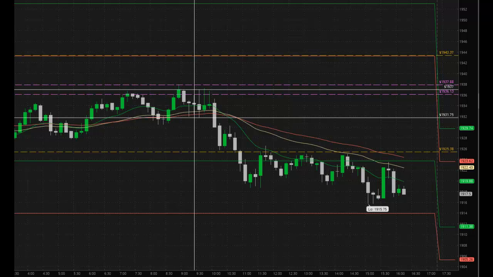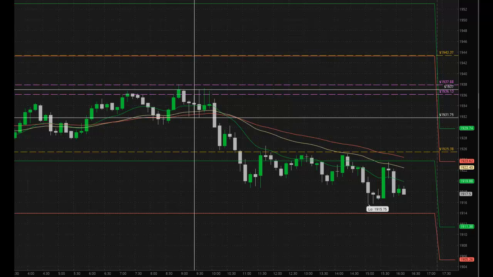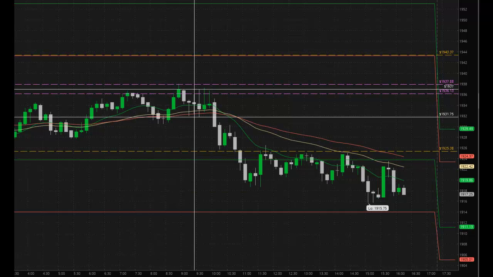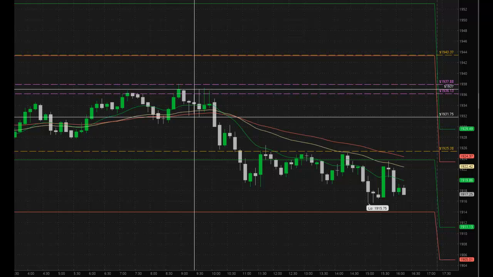And so today I tweeted out on Twitter that I thought we could have a trend day, and I thought that we could go to the 1916 area down to the 1914 area, and today's low is 1915.75. So a couple of things about this. Let me point this out.